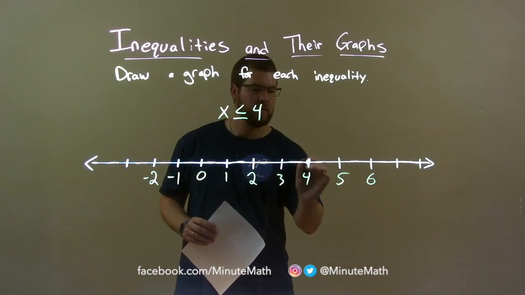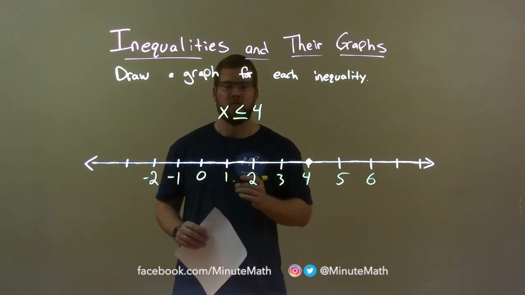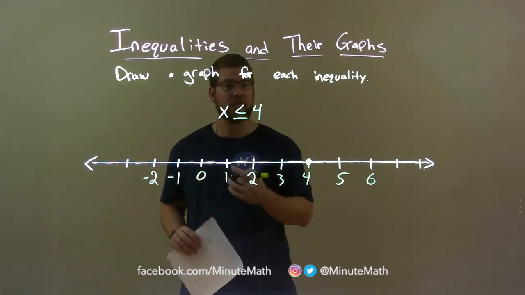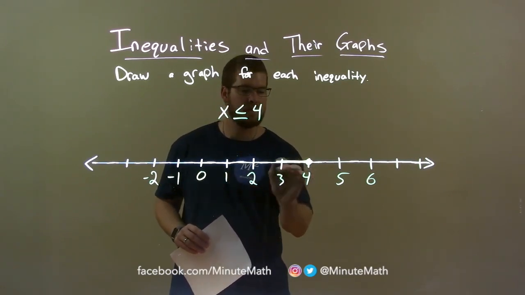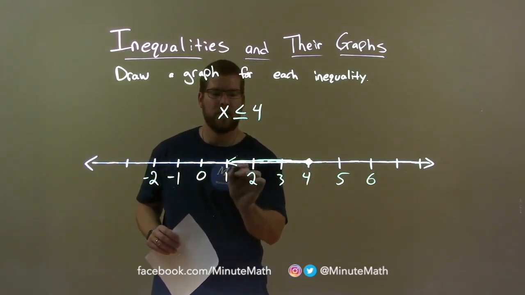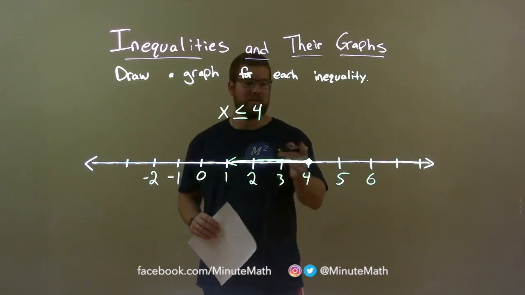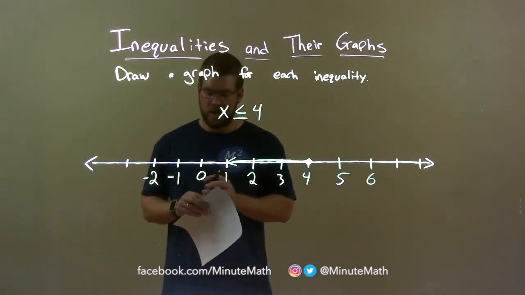It means closed circle right there at 4. Now, x is also less than 4, so we shade to the left, and there we have our answer. X is less than or equal to 4.